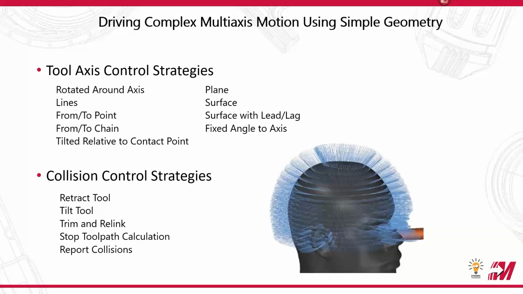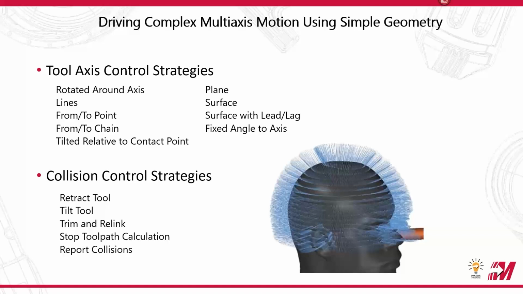On top of that, we layer collision control strategies. These are basically modifiers in terms of how we want to deal with unique situations along the initial path. We could retract the tool to avoid a bolt or a clamp. We could tilt the tool to avoid an overhanging ledge. We could trim the path and relink it if we have a big tool that can't get into a small corner. We could stop the toolpath calculation at some predetermined point along the path. These are all modifiers layered on top of the initial calculation, so they're not going to determine the core pointing strategy of our multi-axis motion. They are, in essence, reactive, not proactive, in generating the final motion you see on the part.